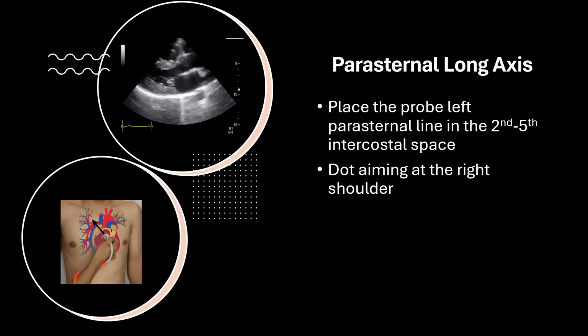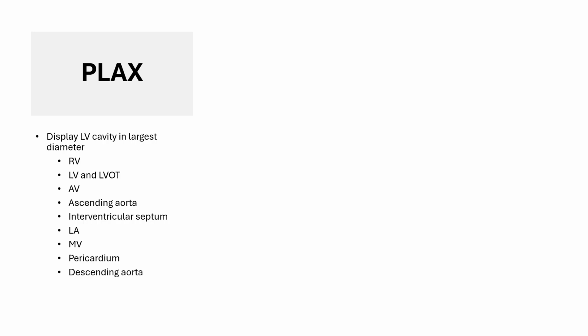First, we go through the parasternal long axis view. In order to obtain this image, you place the probe at the left parasternal line in the 2nd to 5th intercostal space. You orient the ultrasound probe dot towards the right shoulder. Here on the top you see a video clip of a properly positioned parasternal long axis view.